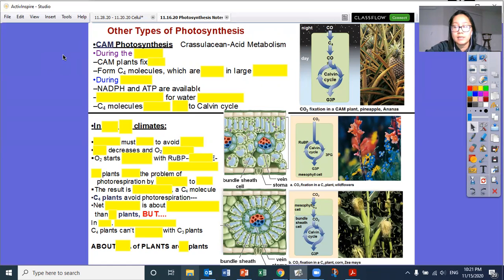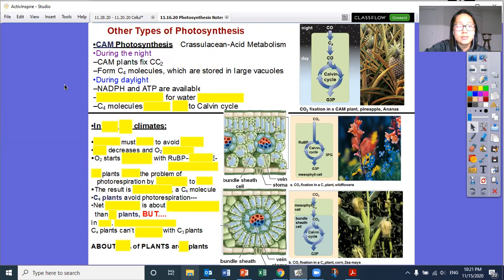And in order to survive in environments that are really hot or really dry or really, really sunny or don't receive a lot of energy during the day, they have to have different methods in order to be able to still continue to make this G3P in order to survive and build cells. So CAM photosynthesis happens during the night. So CAM plants will fix carbon dioxide into an acid, okay? They'll form these C4 molecules, which are stored in large vacuoles. So they have these special packaging areas that they store this carbon 4 molecule that they've pulled from a bunch of carbon dioxide in the air.